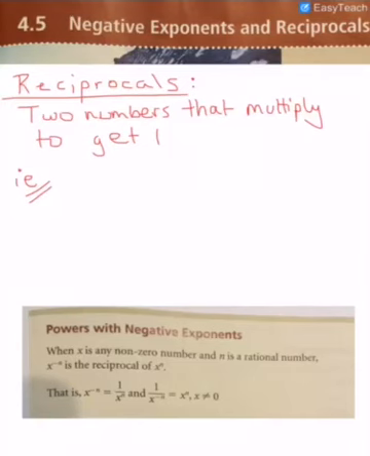Hello, grade 10s. Our next lesson is 4.5, which is negative exponents and reciprocals. Now, before we start with this, let's talk about what a reciprocal is. A reciprocal is any two numbers that multiply together to get the number 1.